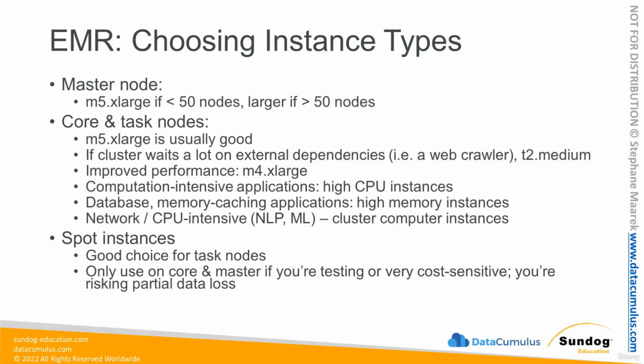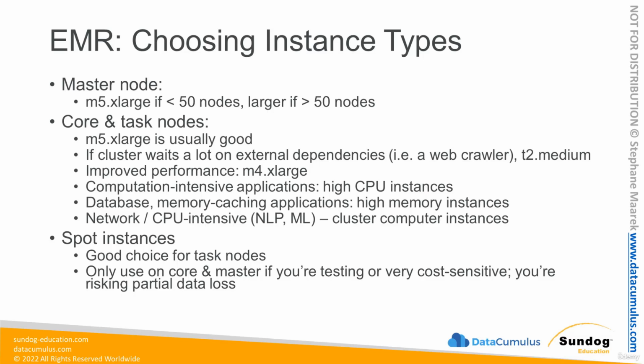Obviously, if you're doing something that's really computation intensive, and some of the ML applications might fall into that category, you might want to go with a high CPU instance type instead. And if you're doing something that's really memory intensive, like a database or something that's doing a lot of memory caching, a high memory instance might be an appropriate choice instead too. And of course, there's also network intensive or CPU intensive applications out there too, such as natural language processing and, again, machine learning. Maybe cluster compute instances would be the right choice for those types of applications.